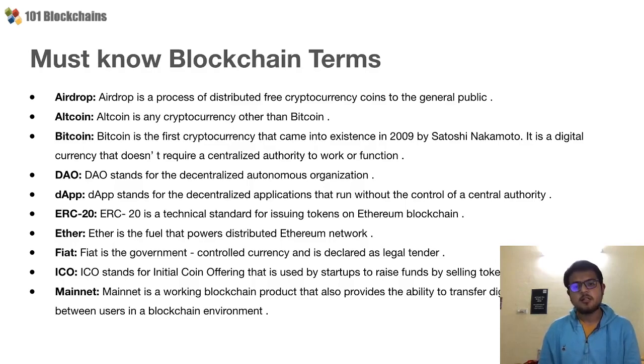Bitcoin was first developed by Satoshi Nakamoto. It's a currency that doesn't require a centralized authority to function. Basically, the whole idea that we have been discussing all over. DAO stands for Decentralized Autonomous Organization. A DApp means a decentralized application.